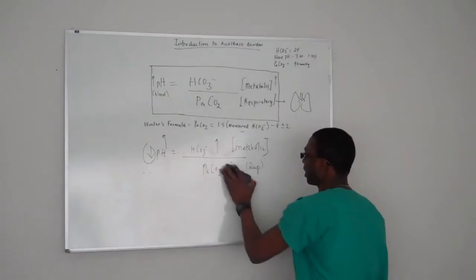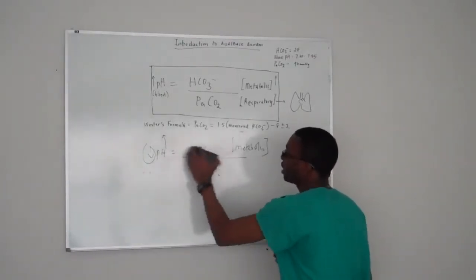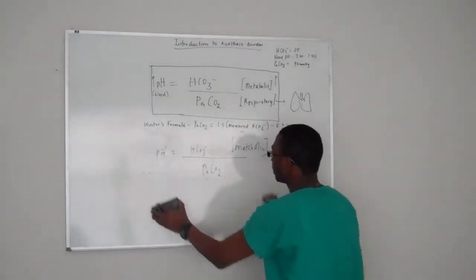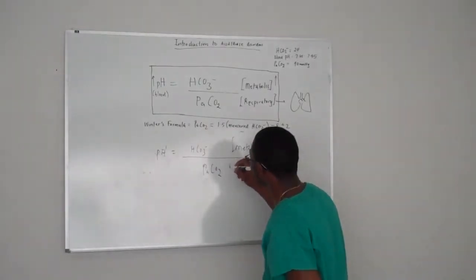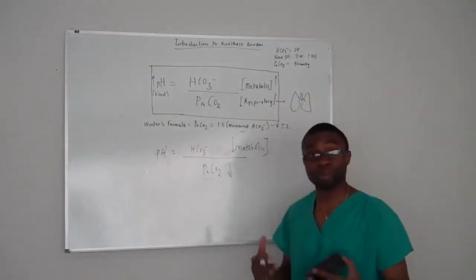Let's play with another line. So let's assume PaCO2 goes down. Let's say that's your primary problem.